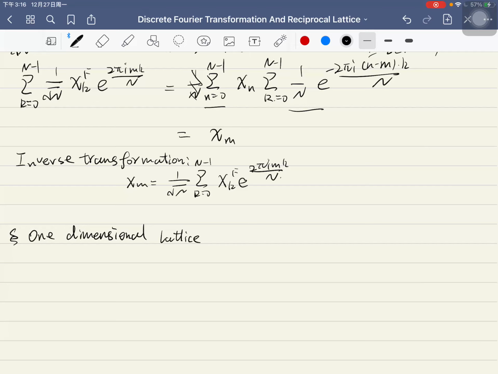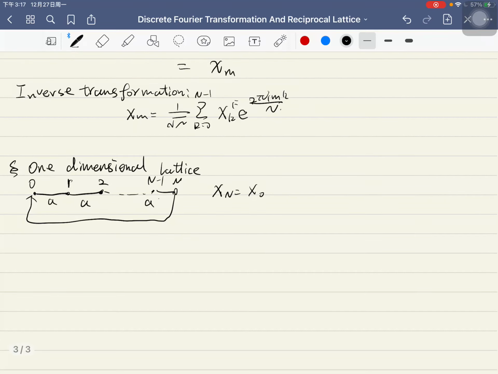lattice, we can have the points 0, a. The first point we note as 0 and the second as 1, and their intervals are a, 2a, up to n minus 1 times a, with the periodical boundary condition, which means x_n equals x_0, and it has a total length L equals n times a.